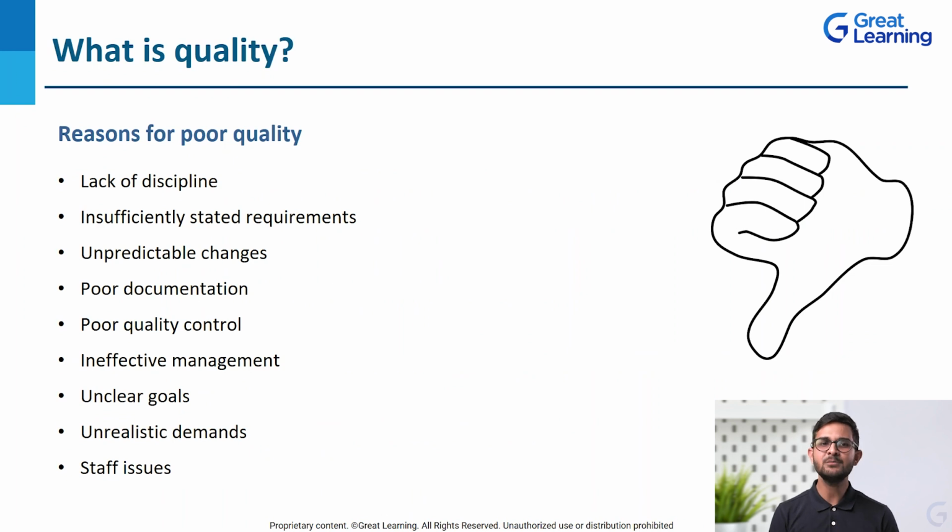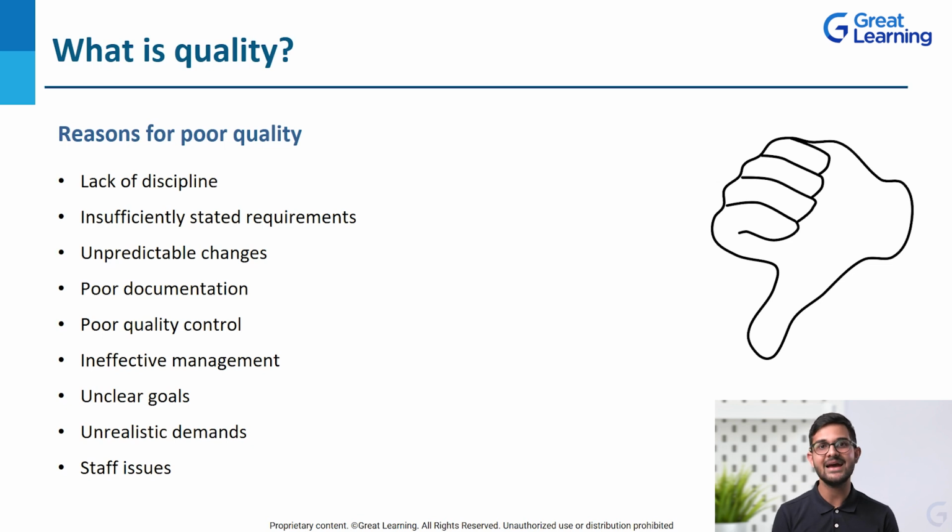So now let's start with the reasons for poor quality. Now you must be thinking that whenever we have to meet the expectations of the customer or the end users, we have to make sure that the quality is good. It should be up to the mark. But in so many operational processes and projects we see that the quality is not so good. Now, what could be the reason behind that? What are the reasons for poor quality?